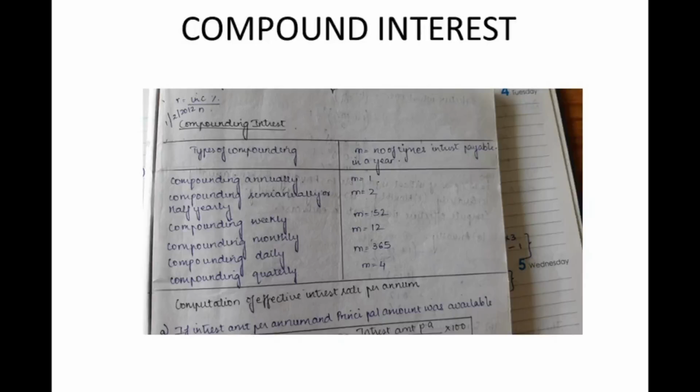Now compounding interest can be of different types. Let us understand the different types of compounding. There is compounding annually, compounding semi-annually or half yearly, compounding weekly, compounding monthly, compounding daily, and compounding quarterly. Now what is this M? Basically, M is the number of times you pay the interest in a year.